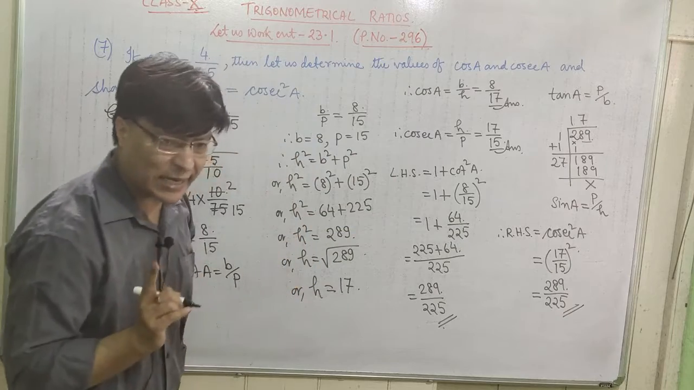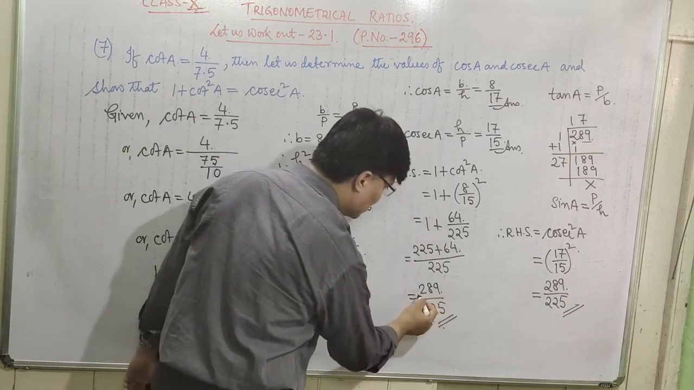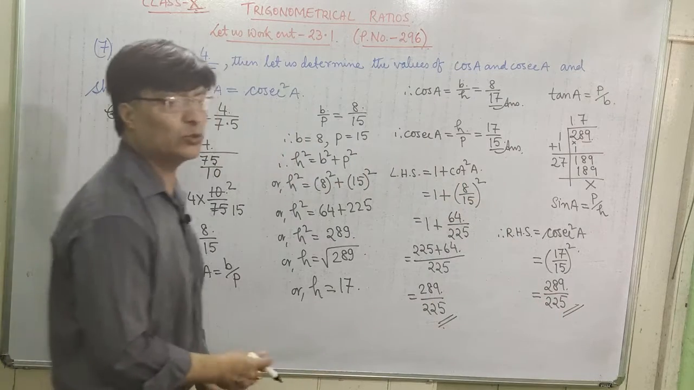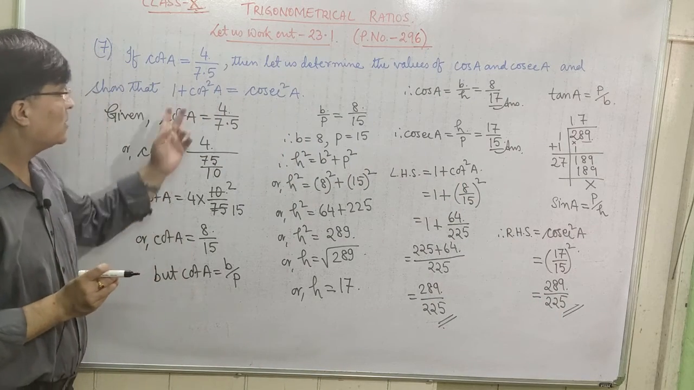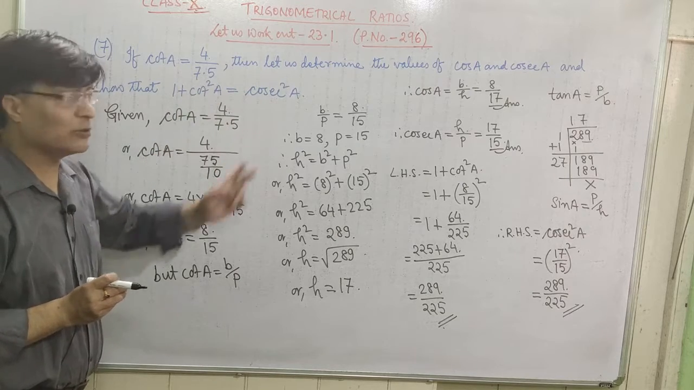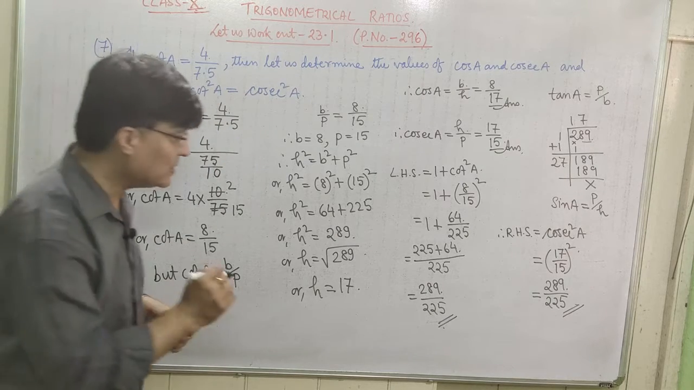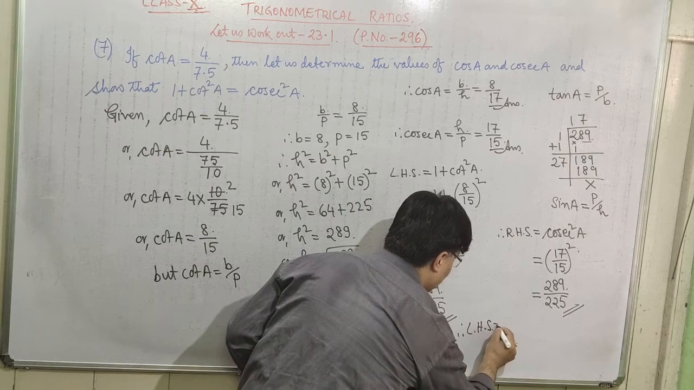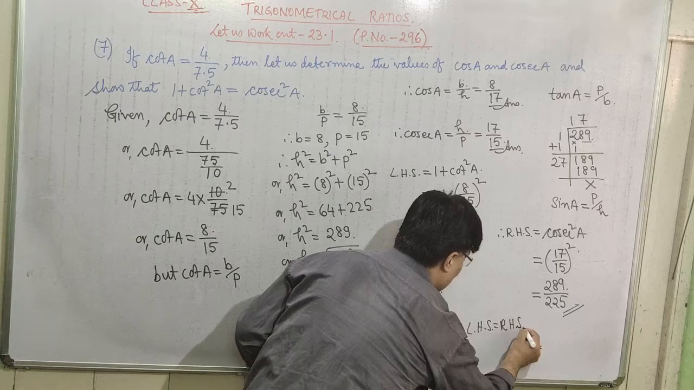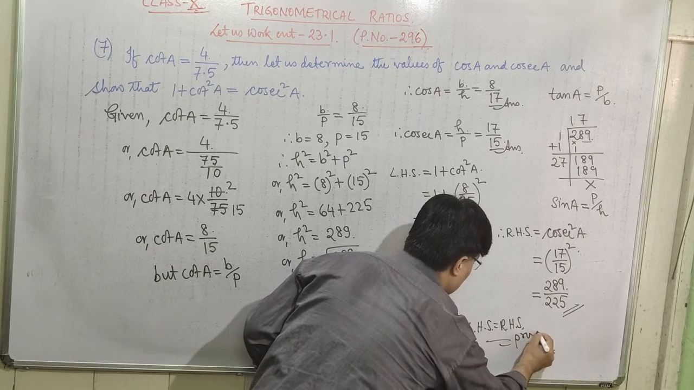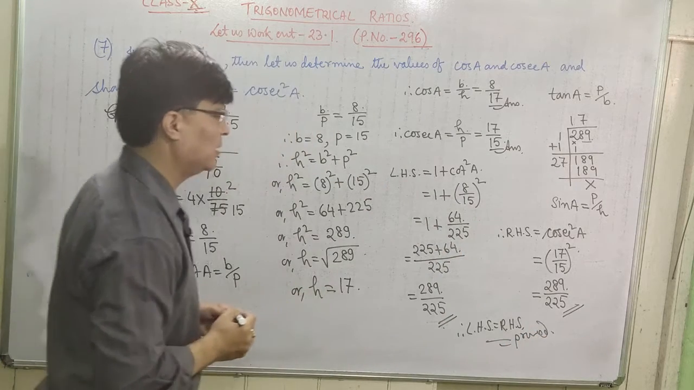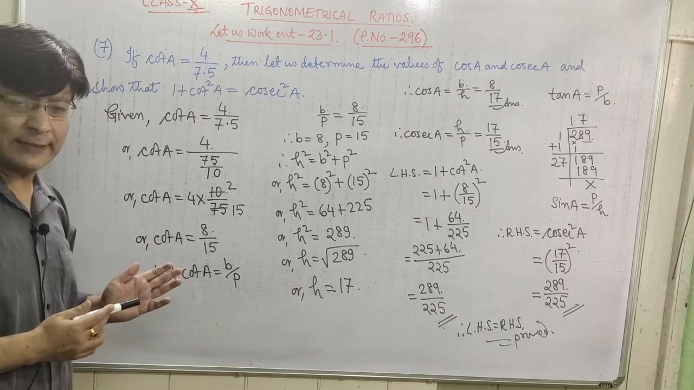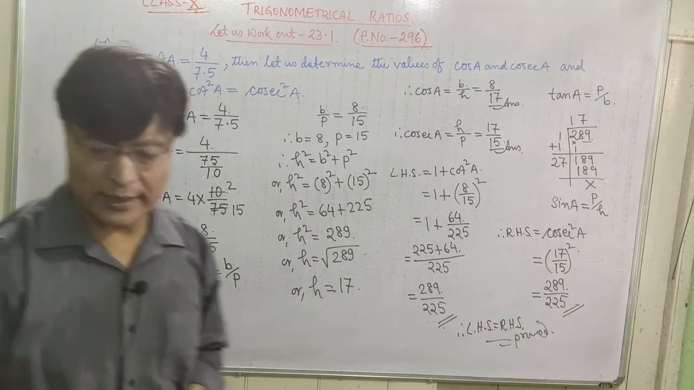So what do we see out here? This LHS is equal to 289 by 225. RHS is also 289 by 225. That means we have proved that 1 plus cot square A is equal to cosec square A, that is, LHS is equal to RHS. So let us write here LHS is equal to RHS, proved. Is it clear to all of you? So I think you have understood it. You can copy it. Now we'll do the next question.